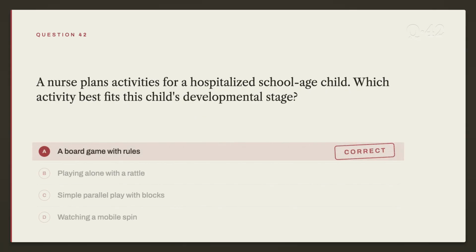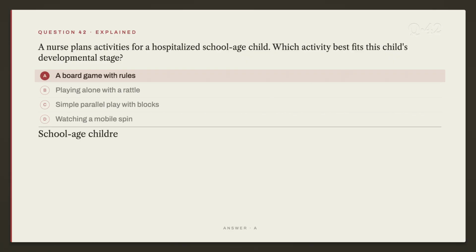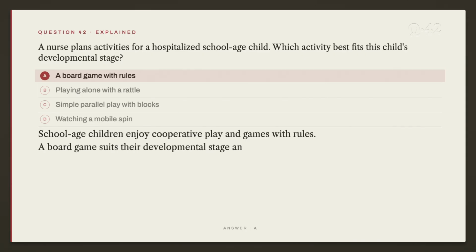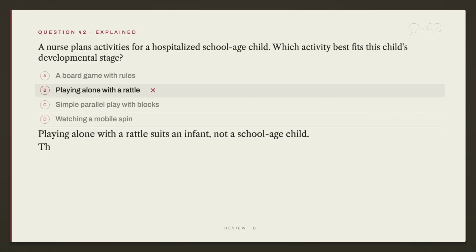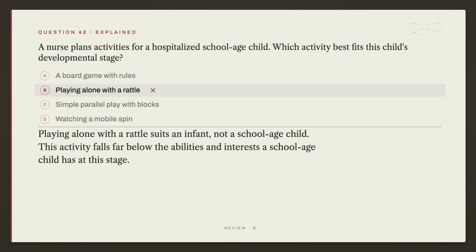The correct answer is A. A board game with rules. A is correct because school-age children enjoy cooperative play and games with rules. A board game suits their developmental stage and supports the growing sense of competence and social skill they are building. B is wrong because playing alone with a rattle suits an infant, not a school-age child. This activity falls far below the abilities and interests a school-age child has at this stage.